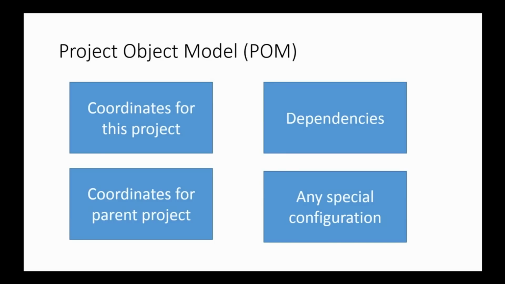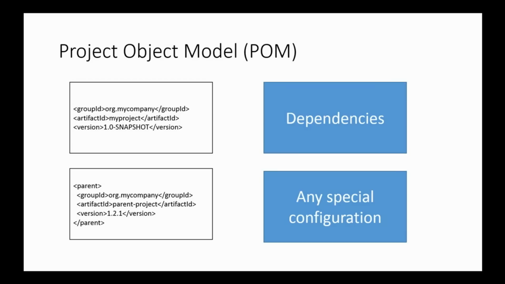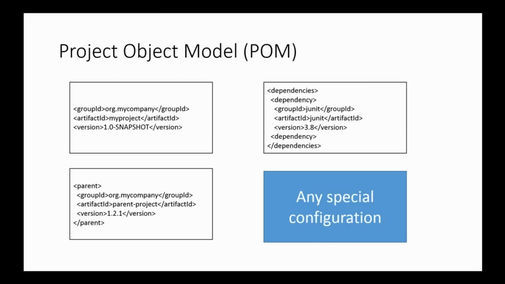So what do these look like? The coordinates are specified using the group, artifact, and version as we saw earlier. If there is a parent, its coordinates are specified in the parent tag. Dependencies are also specified using the coordinates for the dependency, and we'll see the other configuration options in a later video.